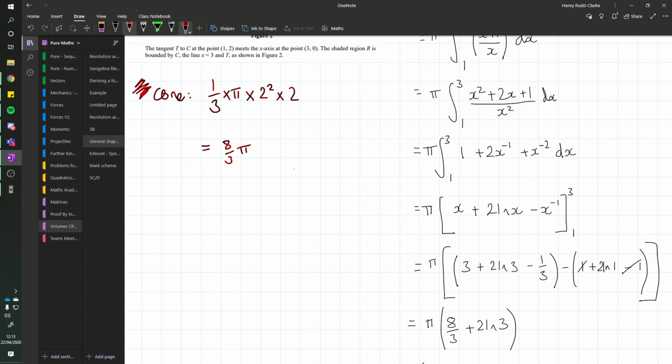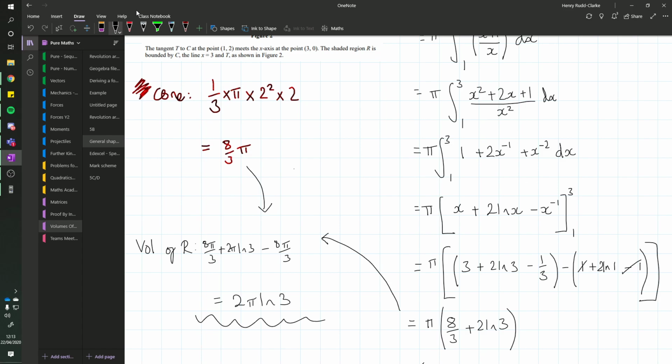So we can just say now from all of this stuff, so this and this together is going to give us the volume of R is 8 pi over 3 plus 2 pi ln 3 minus 8 pi over 3, which is just 2 pi ln 3. That's quite good, isn't it, the way they did that? Very nice.